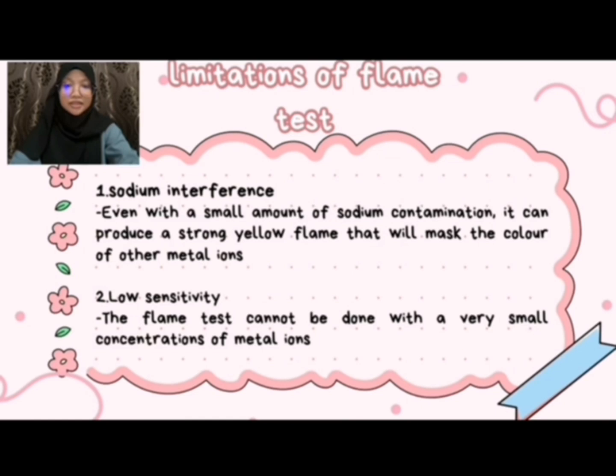Next are the limitations of the flame test. The first is sodium interference. Even a small amount of sodium contamination can produce a strong yellow flame that will mask the color of other metal ions. The second is low sensitivity. The flame test cannot be done with a very small concentration of metal ions.